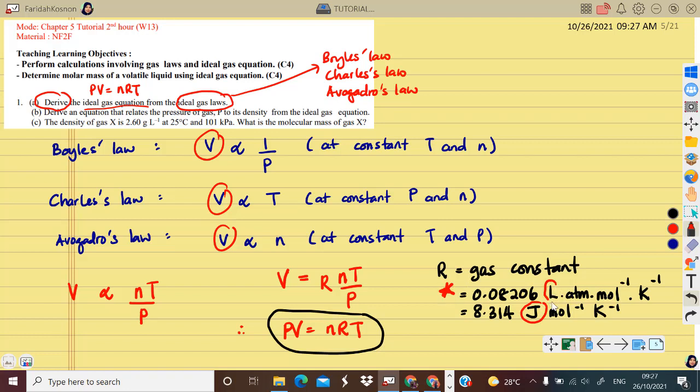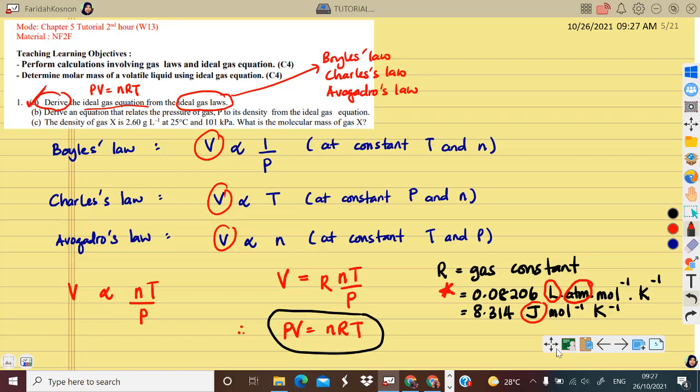Sebab kita nak kira volume, kita nak kira pressure, kita nak kira mungkin mole ataupun temperature. Jadi kita akan banyak guna the first gas constant. Okay. Nilai gas constant yang kedua tu biasanya semester 2 nanti kita banyak guna. Okay. Alright, so this is for question 1A.